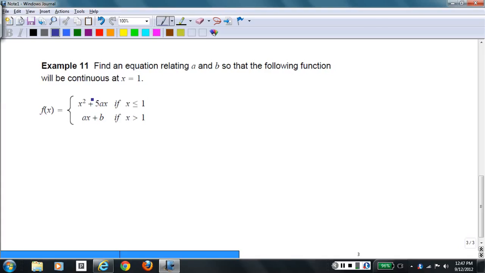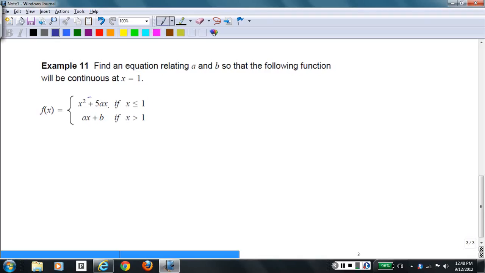So it is a polynomial, x squared plus 5ax, for all values less than 1, also equal to 1, but in particular less than 1. And it's a polynomial, a linear expression, ax plus b, at all values greater than 1. Since it's equal to a polynomial on each of those open intervals, it's going to be continuous everywhere less than 1 and everywhere greater than 1. The big question would be, what happens at 1?